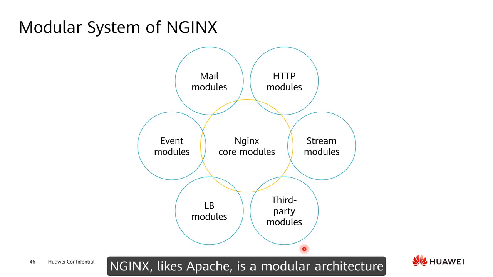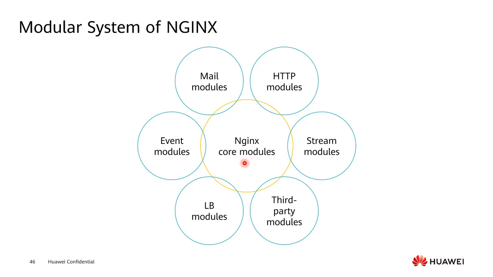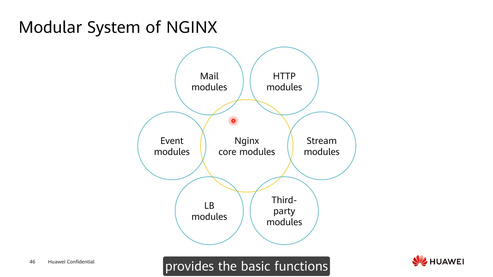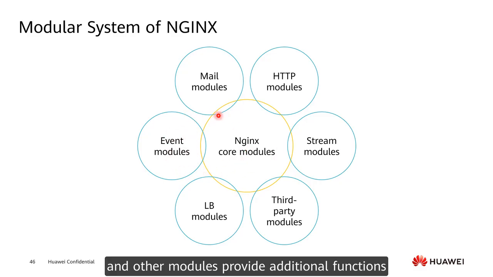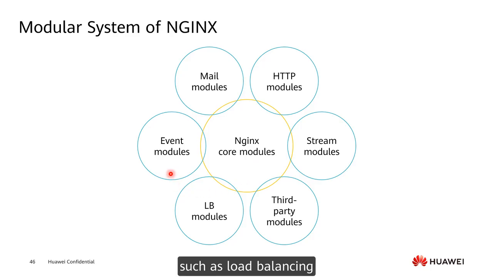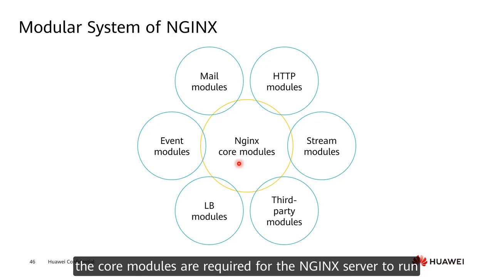Nginx, like Apache, has a modular architecture. Nginx's modular architecture allows it to be extended and customized very flexibly. The core module provides the basic functions of the Nginx server, and other modules provide additional functions, such as load balancing, caching, and security. As with Apache, the core modules are required for the Nginx server to run.